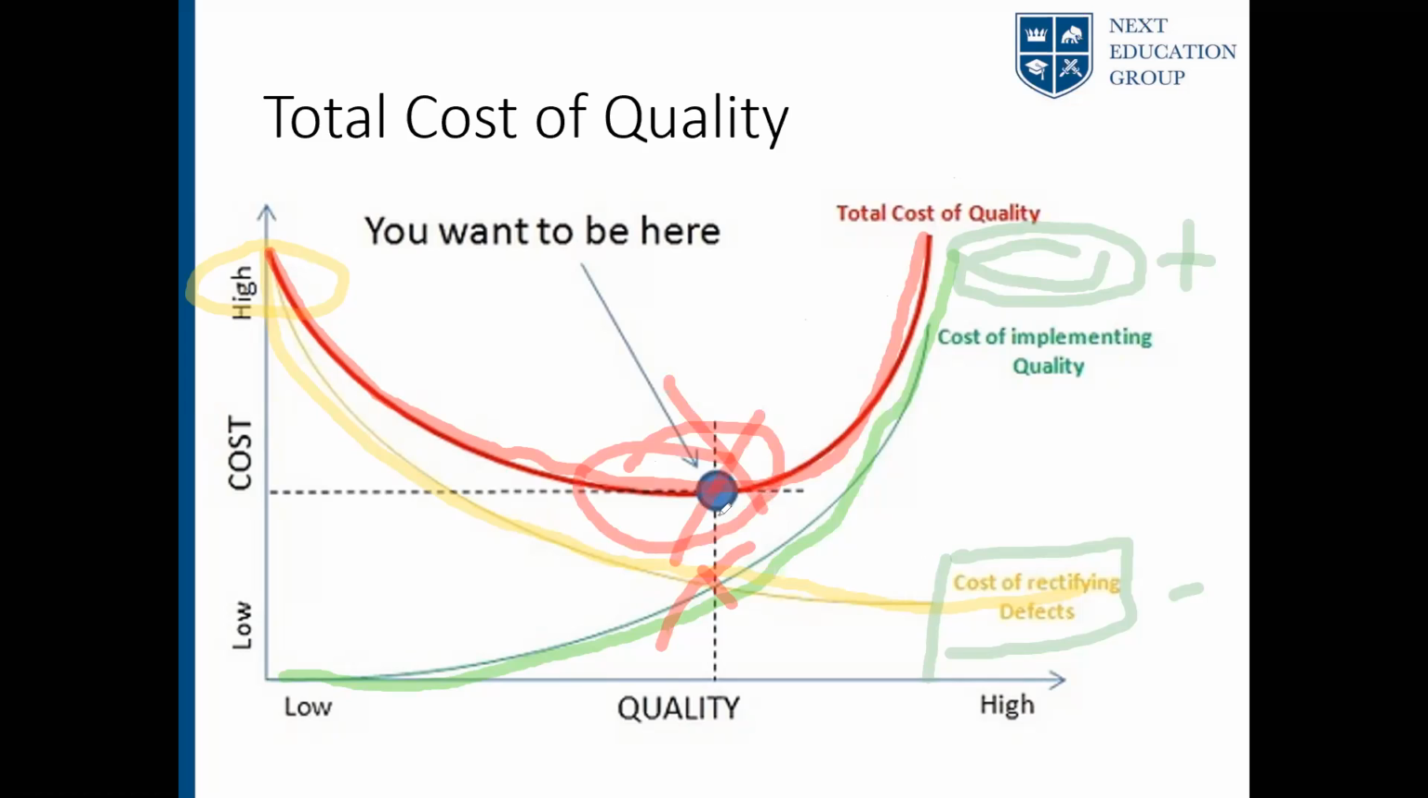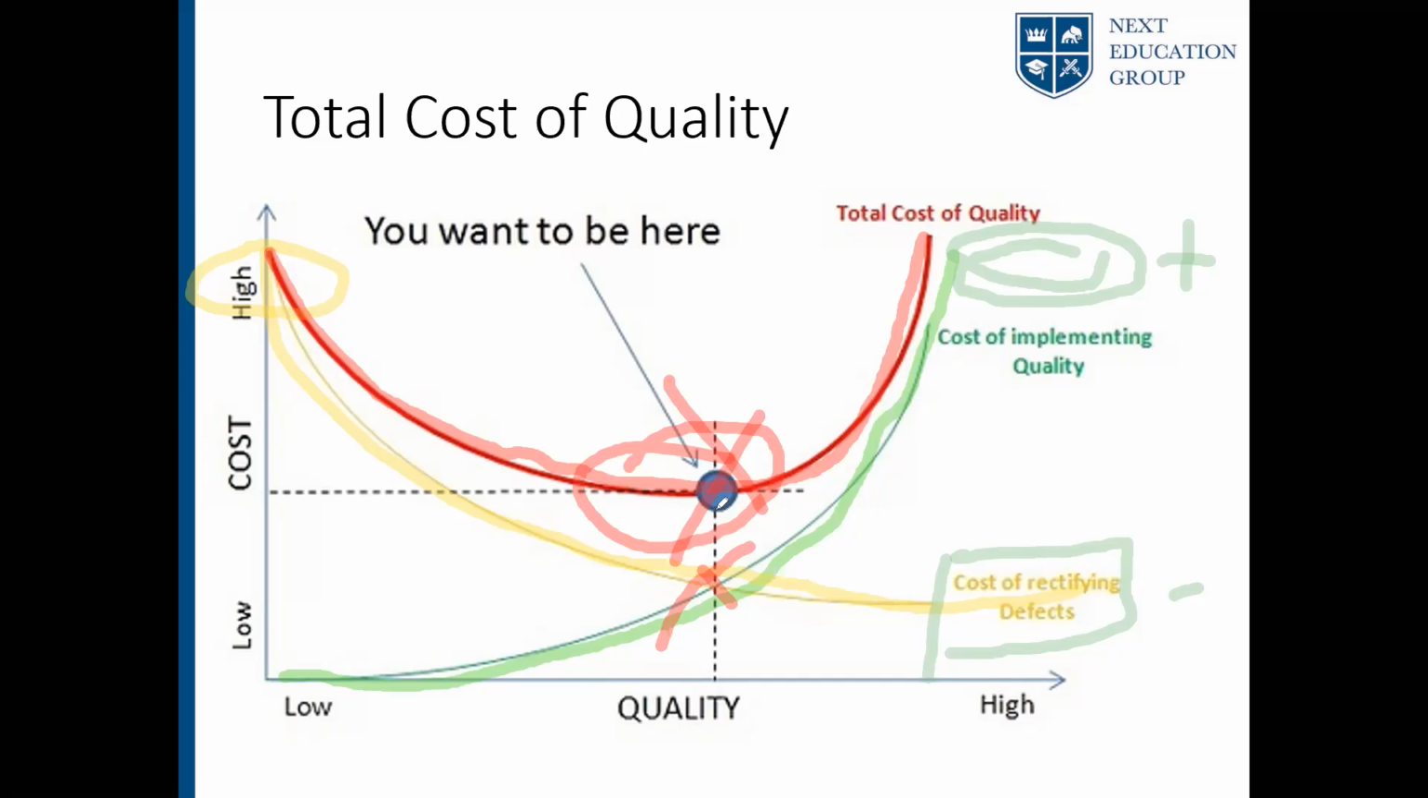So this is the point that you should target when you are delivering a project or a product. You should not try 100% quality. You should not try 0% quality either. You need to have the right balance.